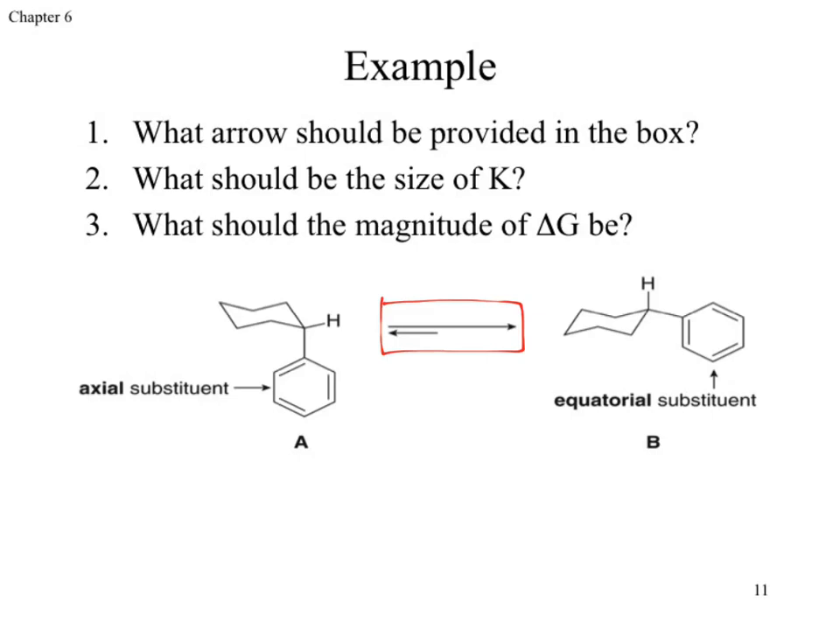We're looking at K greater than 1. Our product concentration is larger than our reactant concentration. What should the sign of delta G be? Negative, because it's a spontaneous reaction. Okay. This is, again, an example of the level of detail that I would expect you to pull out of this. I don't want exact numbers. I want you to be able to decide which way the reaction should go.